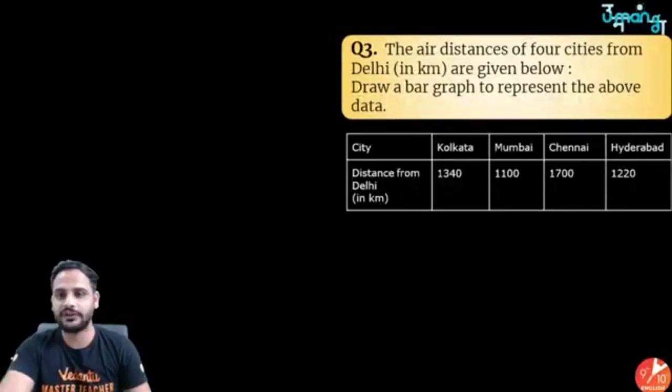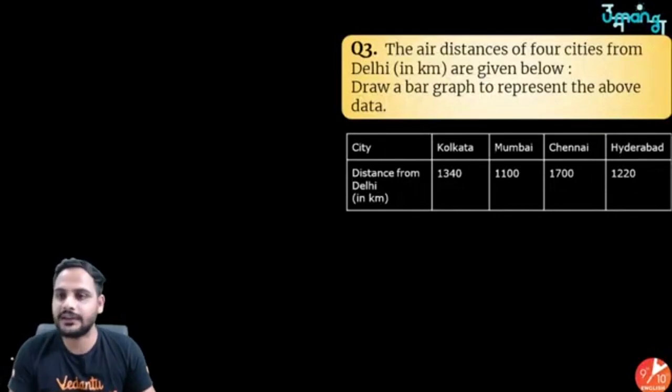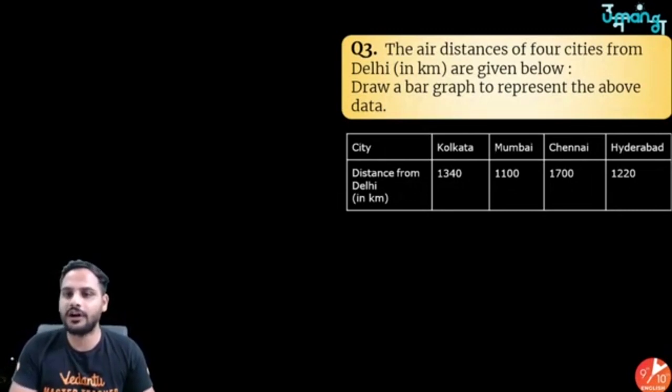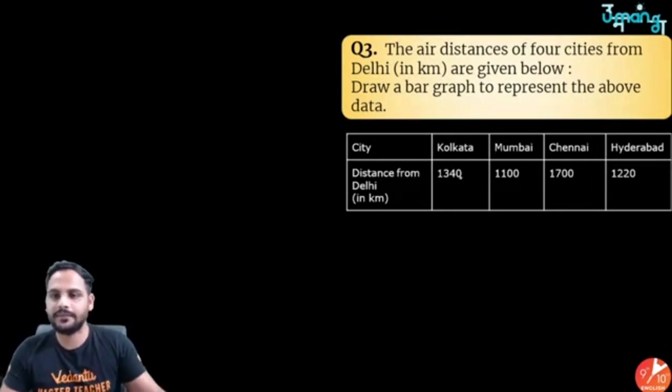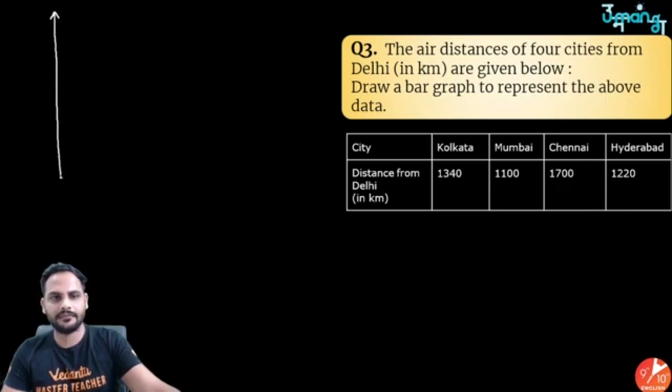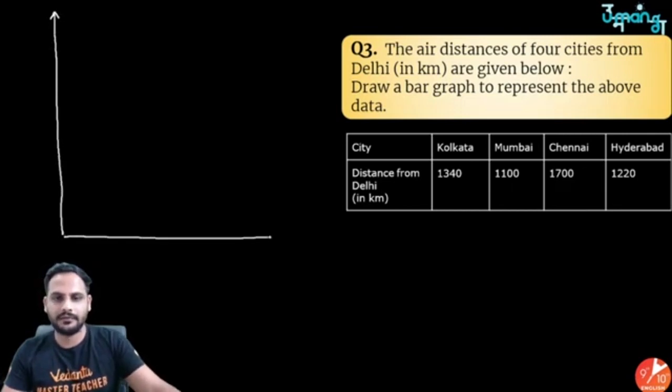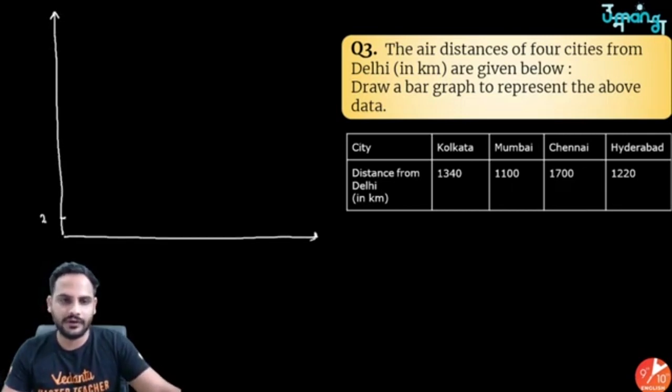Okay, let's go for the next question. The air distances of 4 cities from Delhi are given below. Draw a bar graph to represent the above data: Kolkata, Mumbai, Chennai and Hyderabad. So it is better to take a gap of 200.